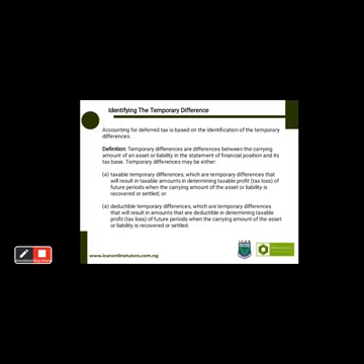So temporary differences may be either, one, taxable temporary differences, which are temporary differences that will result in taxable amounts in determining taxable profit or tax loss of future periods when the carrying amount of the asset or liability is recovered or settled. We also have deductible temporary differences, which are temporary differences that will result in amounts that are deductible in determining taxable profit or tax loss of future periods when the carrying amount of the asset or liability is recovered or settled.